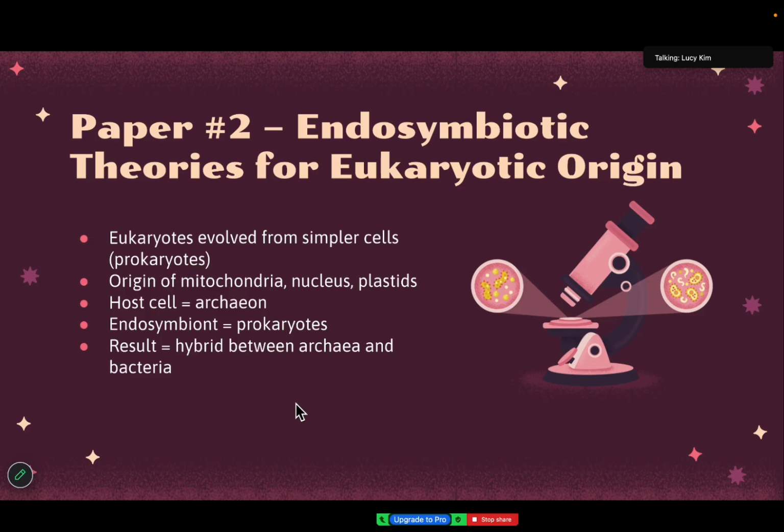The paper that we will analyze is Endosymbiotic Theories for Eukaryotic Origin, published by the Royal Society in September of 2015 by first author William F. Martin. The paper examines how complex eukaryotic cells evolved from simpler cells known as prokaryotes.